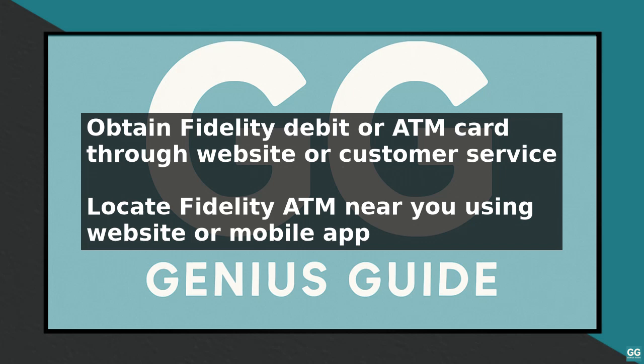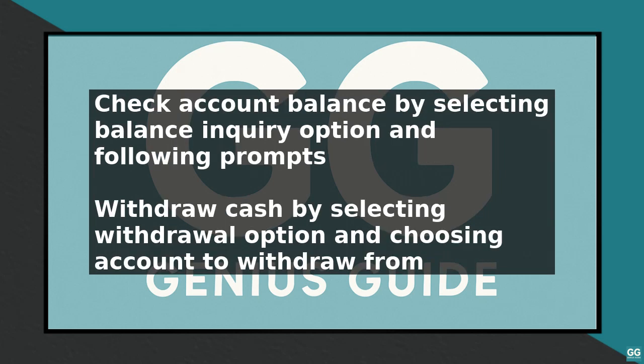First, locate a Fidelity ATM near you by using the Fidelity website or mobile app. You can search by zip code or city to find the nearest location. Once you have found an ATM, insert your card and enter your personal identification number, also known as your PIN.